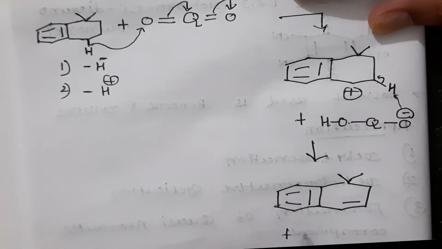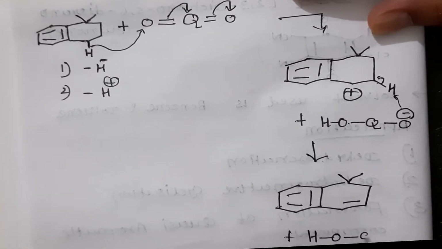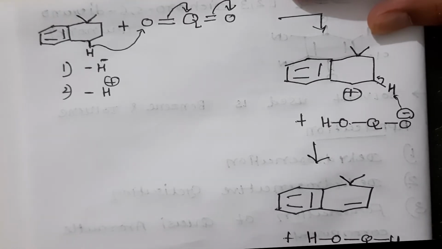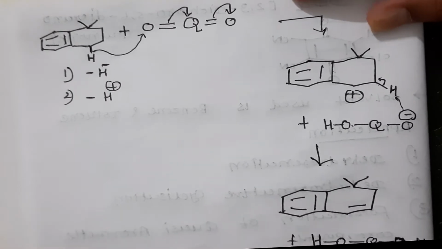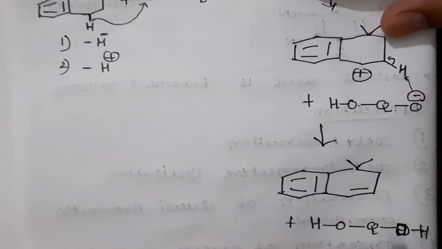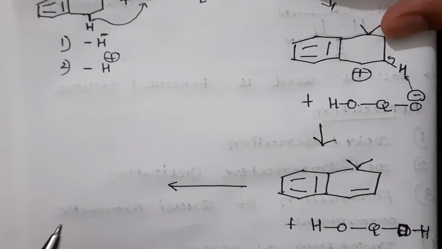And this DDQ is converted into DDQH, OH. So two hydrogen is removed here, like that, QOH OH. So two hydrogen is abstracted from here. Now in the second step, what happened?